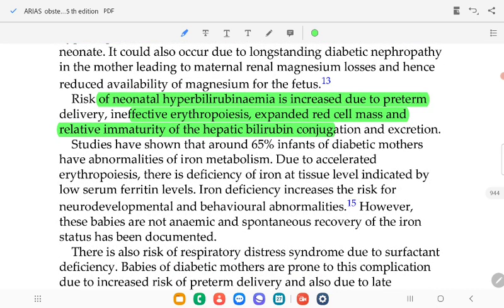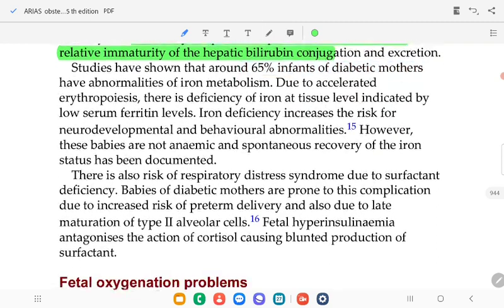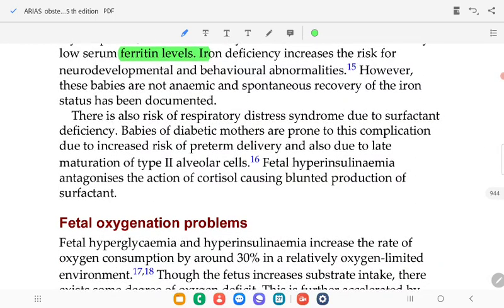The risk of neonatal hyperbilirubinemia is increased due to preterm delivery, ineffective erythropoiesis, expanded red cell mass, and relatively immature hepatic bilirubin conjugation and excretion. Studies have shown that around 65% of infants of diabetic mothers have abnormality of iron metabolism due to accelerated erythropoiesis. There is a deficiency of iron at the tissue level, indicated by low serum ferritin level. Iron deficiency increases the risk of neurodevelopmental behavior abnormality. However, the infant may not be anemic. Spontaneous recovery of iron status has been documented.